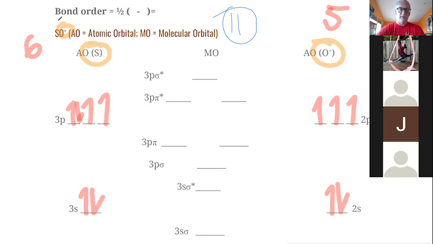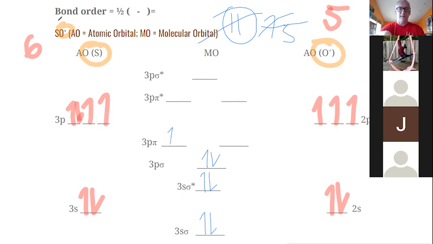3s sigma. Yep. And the next two? 3s sigma star. So that leaves us with seven. The next two? 3p sigma. One, two. And then keep going. I got five left. 3p pi, four there.